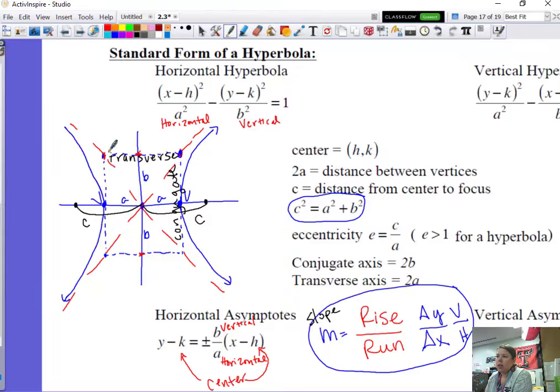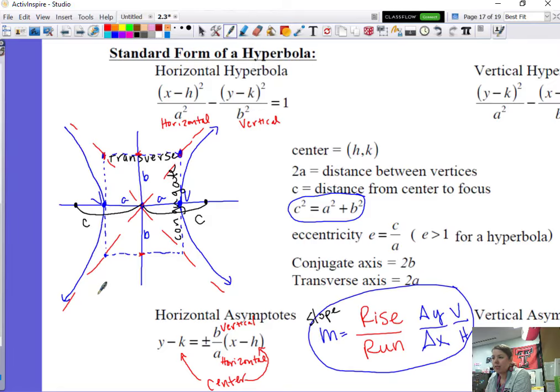So when we're graphing from the center, this is part of your line too, because both lines go through the center. From the center, I'm going up B, rise, and I'm going over A, run. So up B, over A, up B, back A.